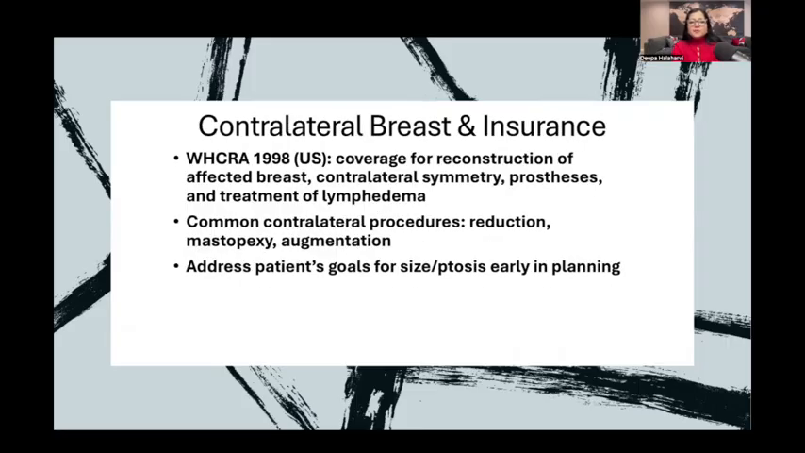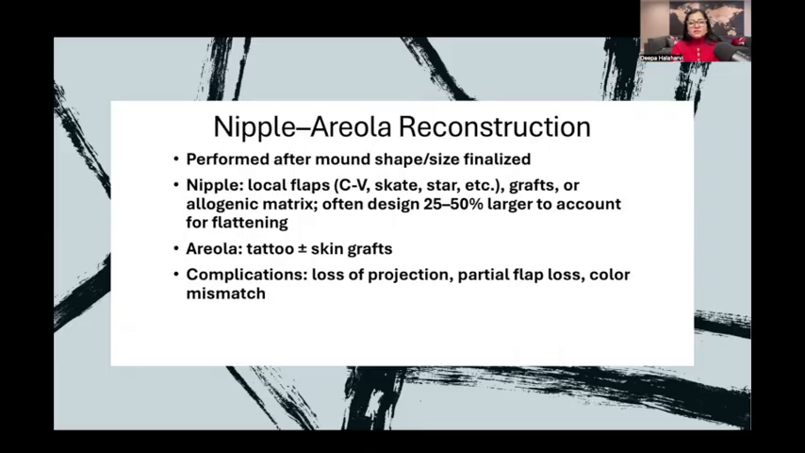And remember, if a woman has breast cancer on one side, she can have a symmetry procedure on the other. This is based on the Women's Health and Cancer Rights Act of 1998, which mandates coverage for the other breast for symmetry purposes, whether it's surgery, prosthesis, or lymphedema. And usually people contralaterally either get reduction, mastopexy, augmentation. And it's important to know what the patient wants, what their vision is for their breast.